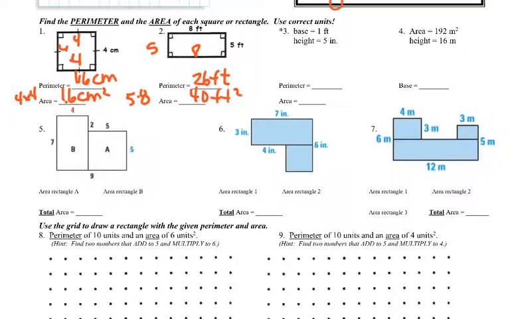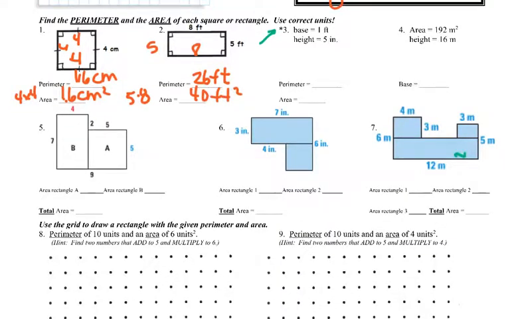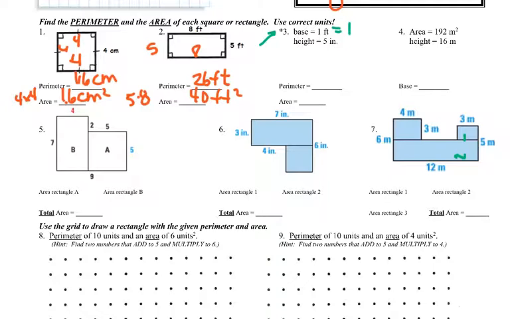Again, we see a little star, so we know something's up here. Base is 1 foot, height is 5 inches. What do we have to do? You're right, change 1 foot to equal 12 inches. Now there's no picture, but I know that it's going to be 12 plus 5 plus 12 plus 5 for the perimeter, right? 2 bases, 2 heights, and 12 times 5 for the area, inches squared. Again, perimeter has plain units, area, square units.